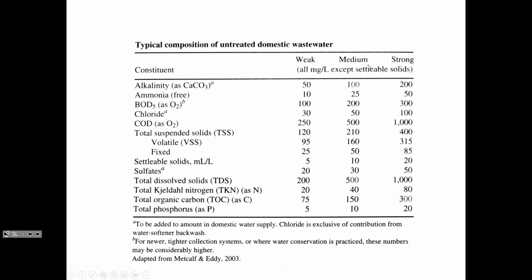Here's our text and how it characterizes the weak, medium, and strong domestic wastewater. And so if we compare the BOD, they're saying that middle ground is maybe around 200 milligrams per liter for BOD. And then the suspended solids, the volatile component of that would be 160 milligrams per liter, where the fixed solids, which can't be consumed by microorganisms, are around 50 milligrams per liter. So the fixed solids need to be settled, where the volatile suspended solids can be settled, or through biological action can be consumed.